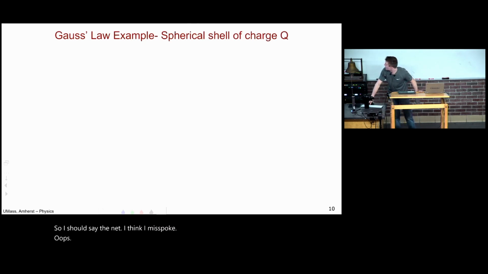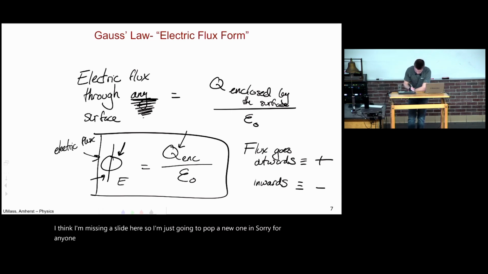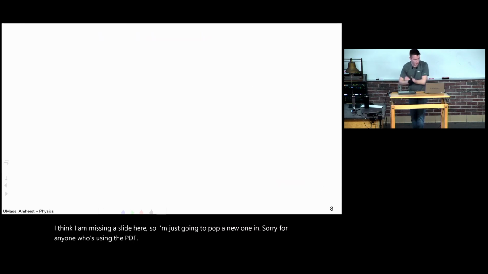I think I am missing a slide here, so I'm just going to pop a new one in. Sorry for anyone who's using the PDF. I'm missing a slide here.